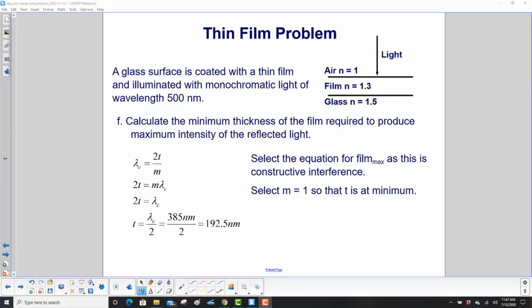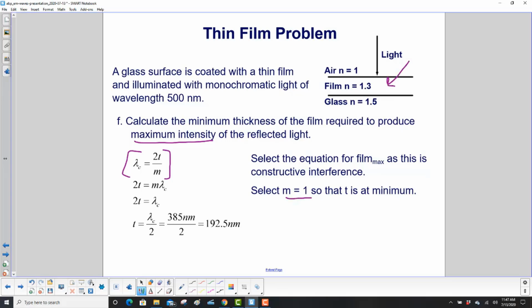Calculate the minimum thickness of the film required to produce maximum intensity of the reflected light. Now, if you were making sunglasses, this is not how you would do it, right? You would want most of the light to go through so you could see and just have a very minimum reflected light. So we're going to use this equation here. This is constructive interference because we want, why? A maximum. We want the thinnest covering, the thinnest film.